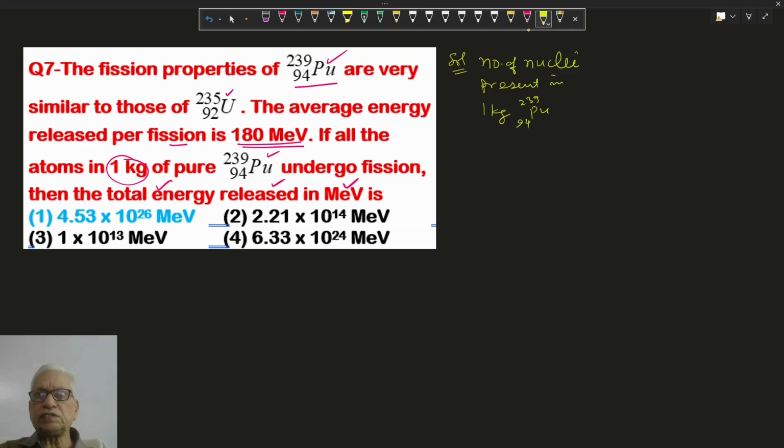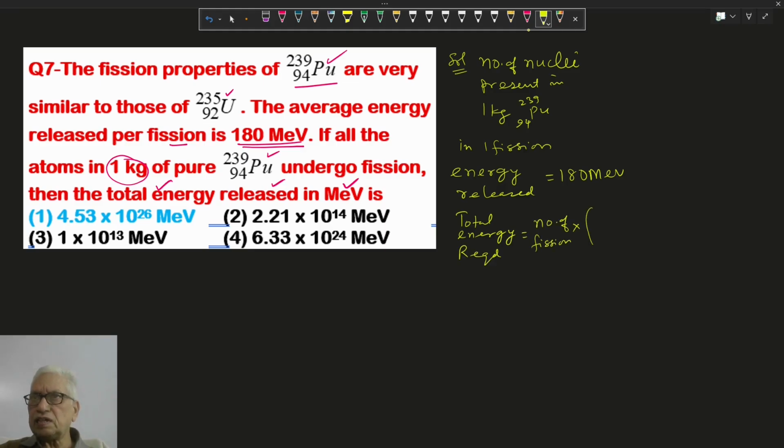Then in the question, the energy released in one fission is given as 180 million electron volts. So total energy will be number of fissions multiplied by energy released in one fission. So first we have to find the number of nuclei present in 1 kg of mass. For that we know the Avogadro concept.